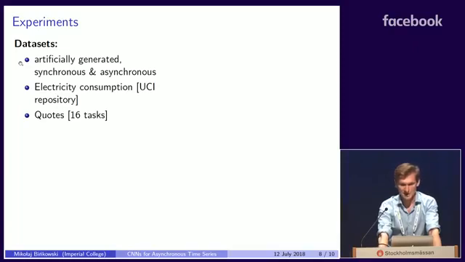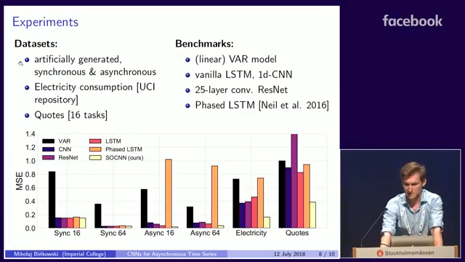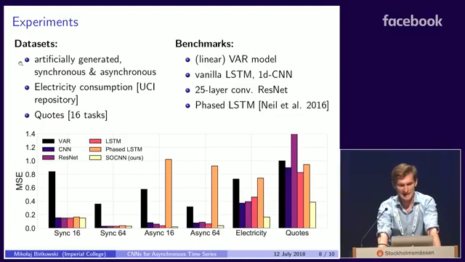So we did a couple of experiments. Apart from the previously mentioned quotes data set, we also did evaluation on artificially generated synchronous and asynchronous series and an electricity consumption data set available at the UCI repository. And we compared it with a couple of benchmarks, such as vector autoregressive model, simple LSTM and multi-layer LSTM, ResNet, 1D convolutional neural network, and phased LSTM.